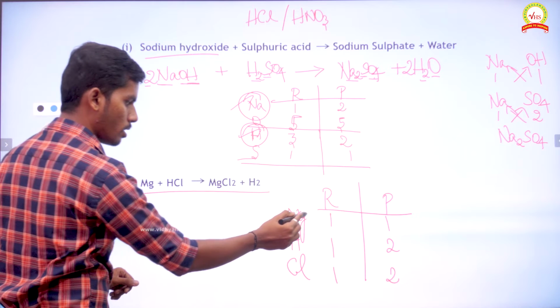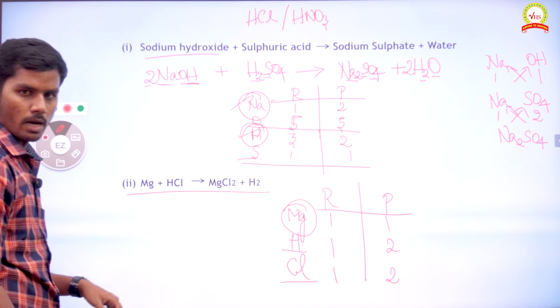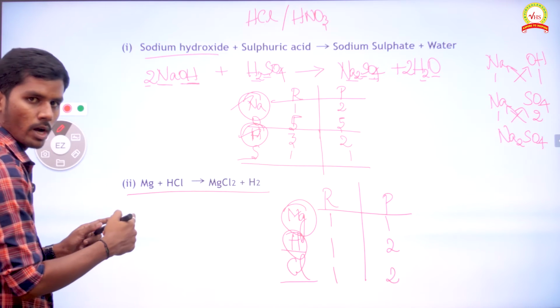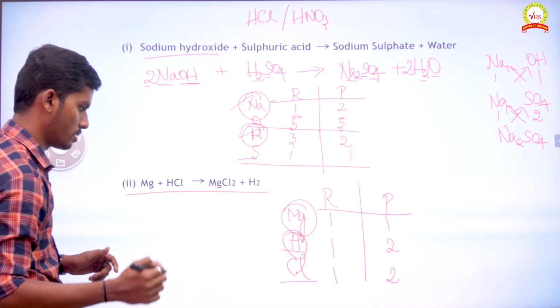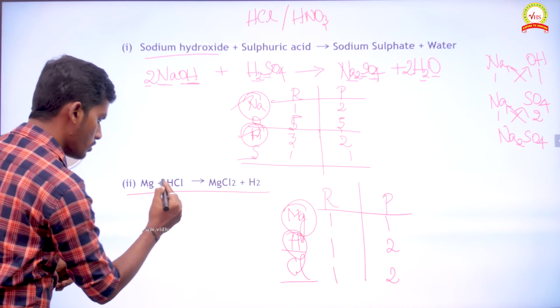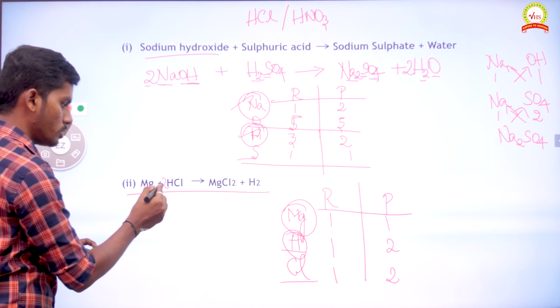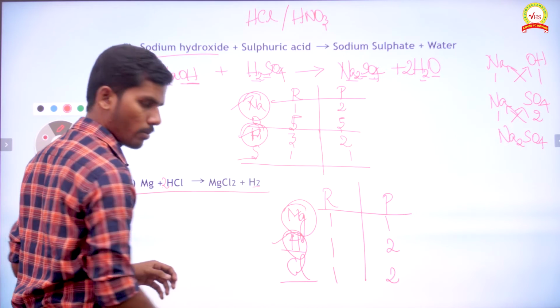So if you check this tabular column, magnesium is already balanced, hydrogen and chlorine it is unbalanced. So what can we do? First we will start off with hydrogen. Reactant side 1, product side 2. So what number can we put? Yes, 2. So where can I put 2 here? Put 2 in this place, 2 HCl. Okay, now check 2 hydrogen, 2 hydrogen. It is balanced. So just put a tick mark.